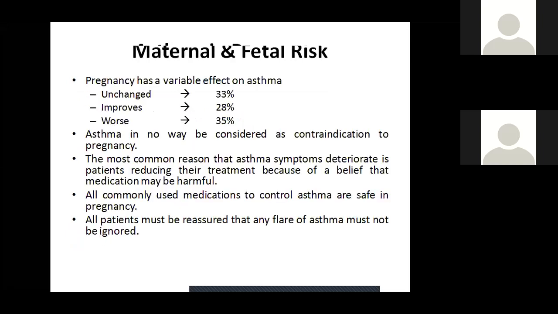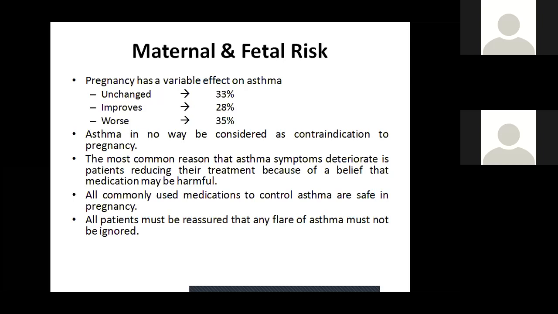Generally, 33% of patients with asthma remain unchanged during pregnancy, 28% improve, and 35% worsen. Asthma is in no way to be considered a contraindication to pregnancy. The only thing is that the disease should be properly treated before the patient enters pregnancy to avoid any problems during pregnancy. If the patient is taking any medication, inhalers, or steroids, we can continue them during pregnancy.